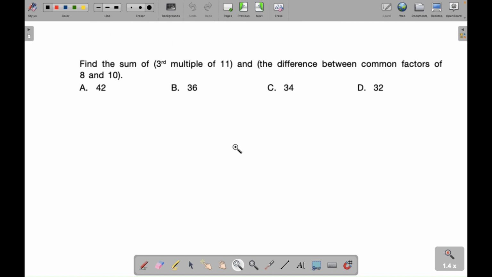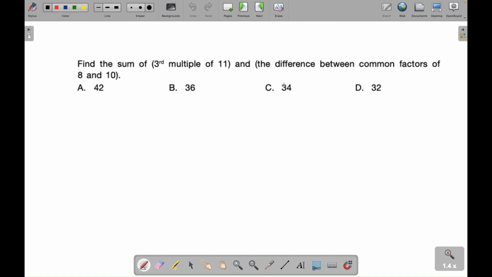Find the sum of the third multiple of 11 and the difference between common factors of 8 and 10. Right? So there are two parts to this, or say three parts. First, we have to find the third multiple of 11. Then we have to find the common factors of 8 and 10. We have to take their difference and then add these two. Right? So let us see what we need to do. First, we'll try to find the third multiple of 11. So we'll write the multiples of 11 as 11, 22, 33. So the third multiple of 11 is 33. So this part is solved, right? So this is 33.